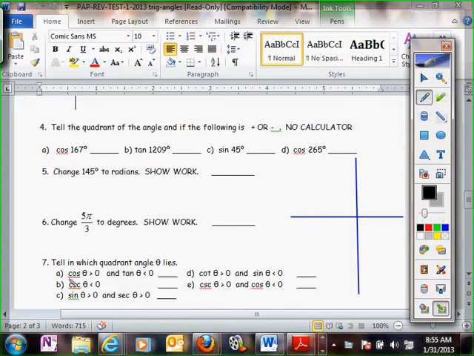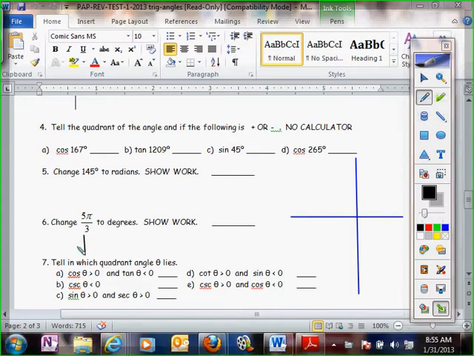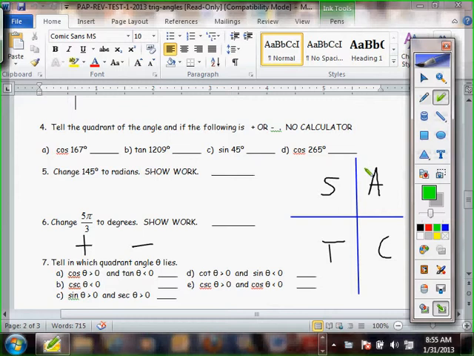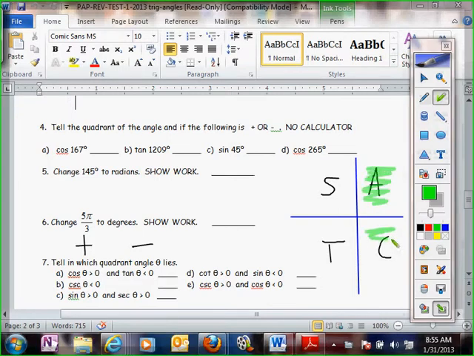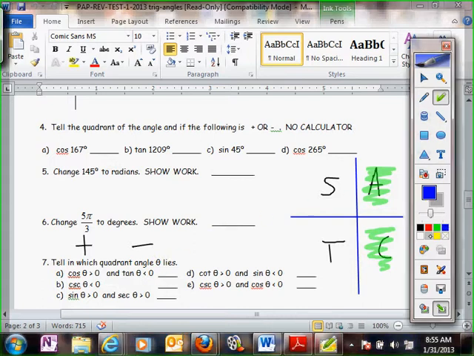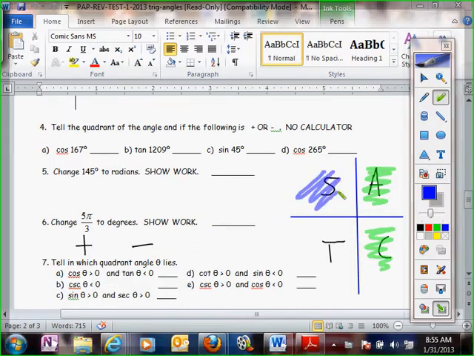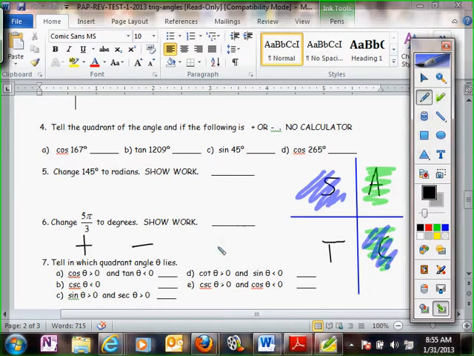Okay, we're looking for where cosine is positive, and we're looking for where tangent is negative. So all students take calculus. So cosine is positive. Okay, yeah, I was wrong. Cosine is positive in the first quadrant and in the second quadrant. And now I'm looking for where is tangent negative. Tangent is going to be negative in the second quadrant and in the fourth quadrant. So the correct answer is quadrant 4.